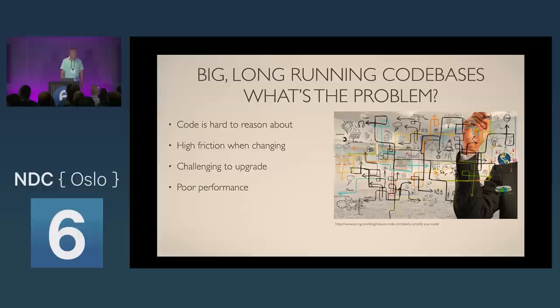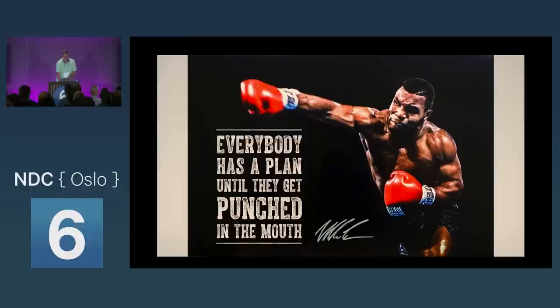Now, all of these systems were written by people who cared about their jobs. All of these people, they had a plan. They started out with a well-defined architecture. They were coming to conferences like NDC. They were going to the workshops on clean architecture, onion architecture, whatever it's going to be. But the problem is, everything works up front. So that's Mike Tyson. Originally, I was going to do like an Elmer Fudd getting knocked out, and I went for the meaner one too.